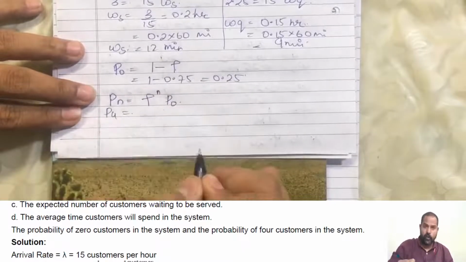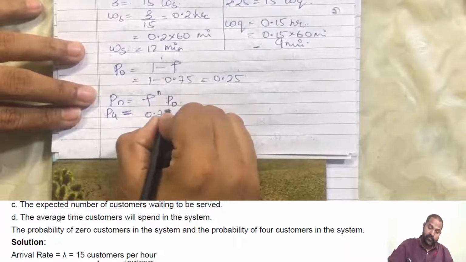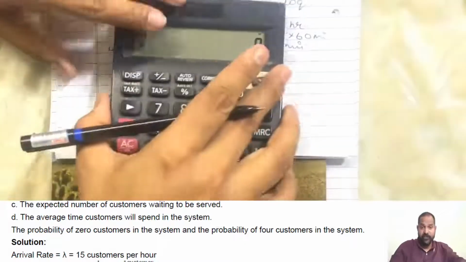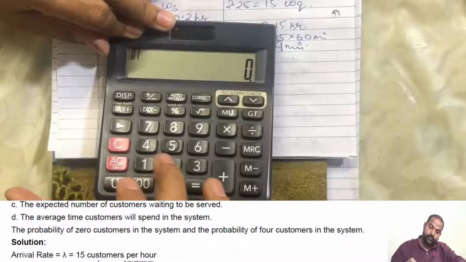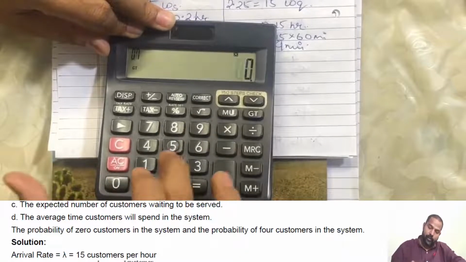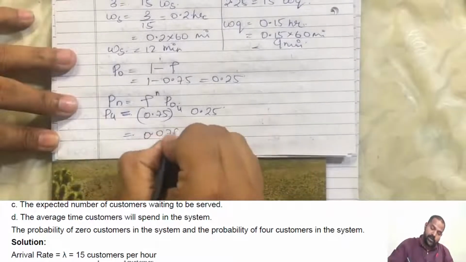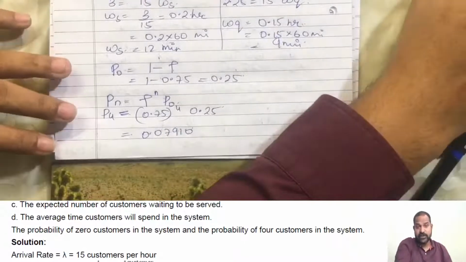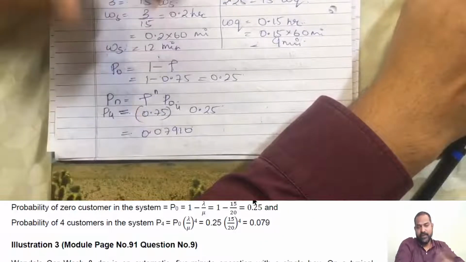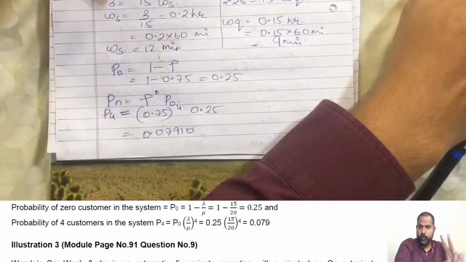So probability of 4, if I am correct. Yes. Probability that there will be 4 people in the system is rho, which is 0.75, raised to 4 into P0, which is 0.25. So 0.75 raised to 4, that is 0.75 times 0.75 times 0.75 times 0.75, multiplied by 0.25. The answer is 0.07910. Let's see what their answer is. Their answer is 0.07. They haven't written the 0.10, which is okay. And that is question number 2.